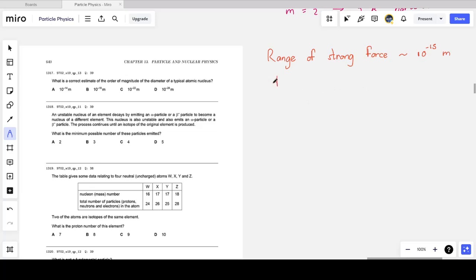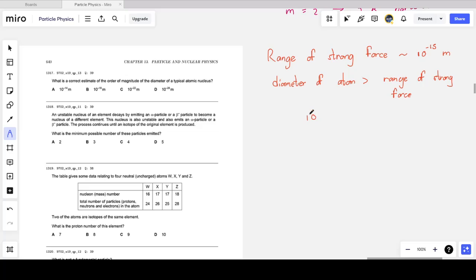So obviously, what this means is that the diameter of an atom must be anything greater than the range of the strong force. The diameter of an atom can't be smaller than the range of the strong force, because then the strong force would be acting outside the atom as well. But we know this doesn't happen. It only acts within the atom.